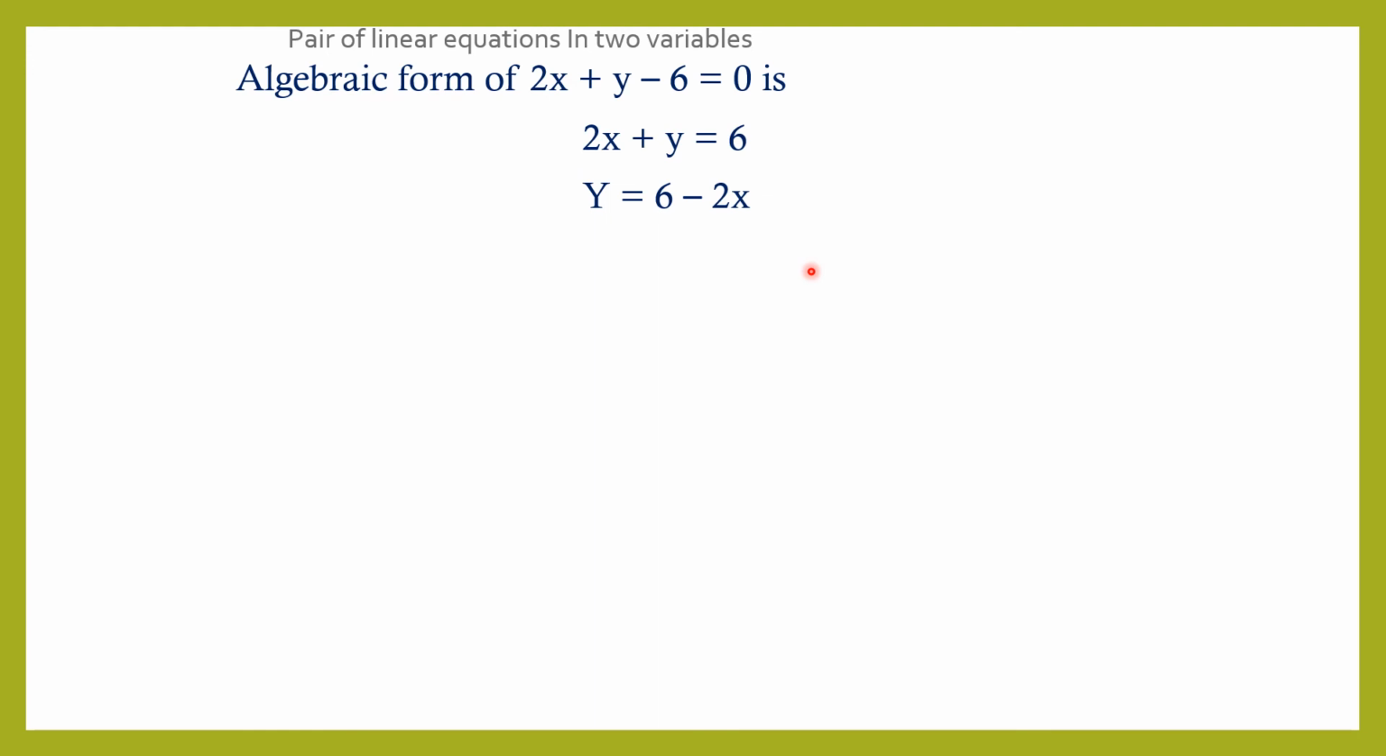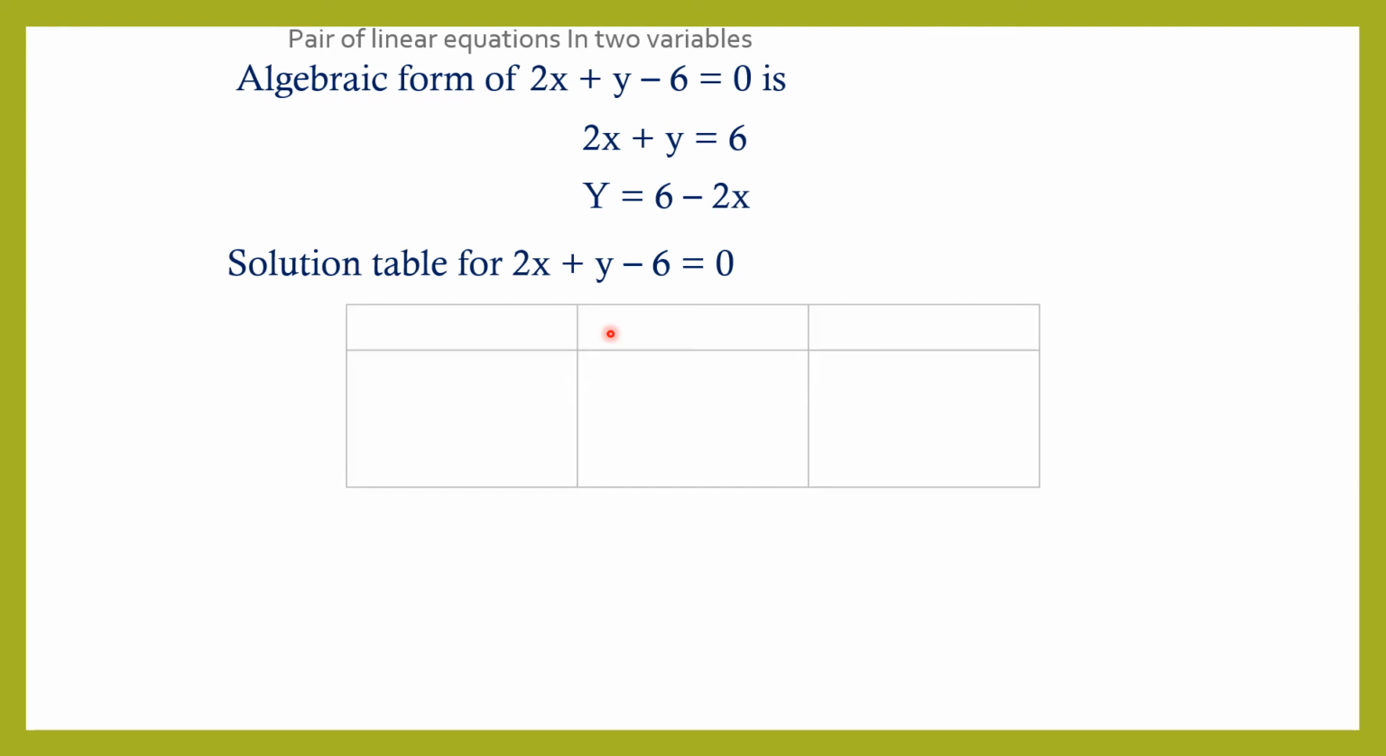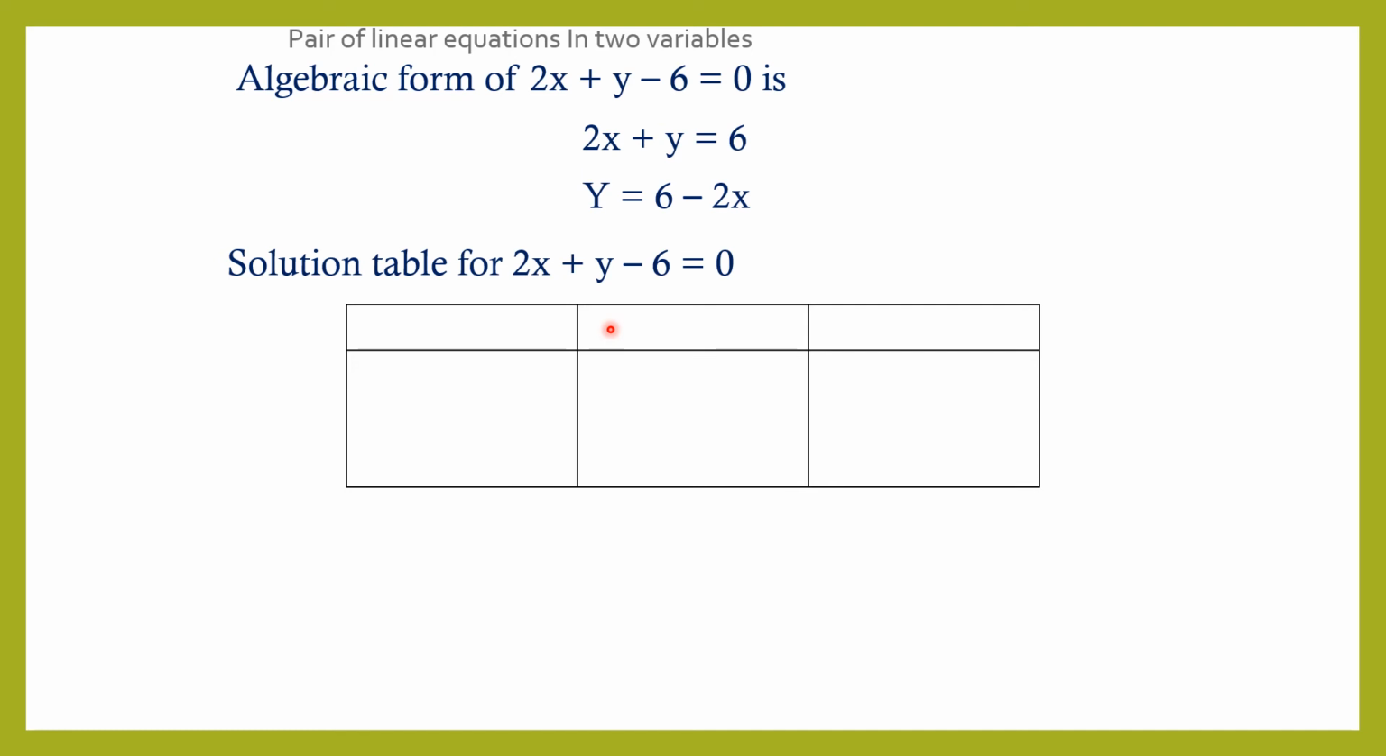To write the solution table with x values and y values, draw the table for 2x plus y minus 6 equals 0. Write down the x values and y values. So what is the value of y? 6 minus 2x. Suppose x equals 0. So what is the value of y? y equals 6 minus 2x, which means 6 minus 2 into 0. 2 into 0 is 0, 6 minus 0 is 6, so y equals 6.